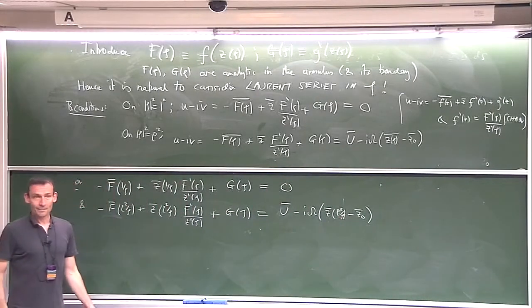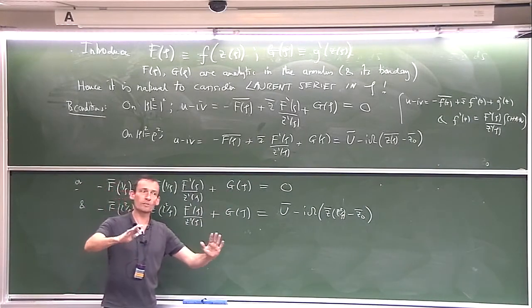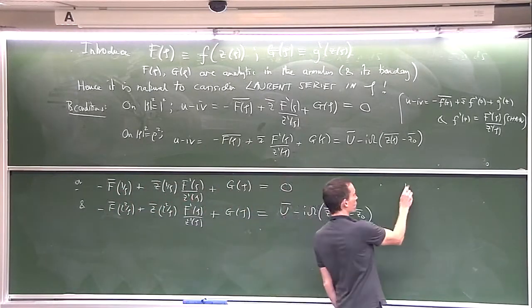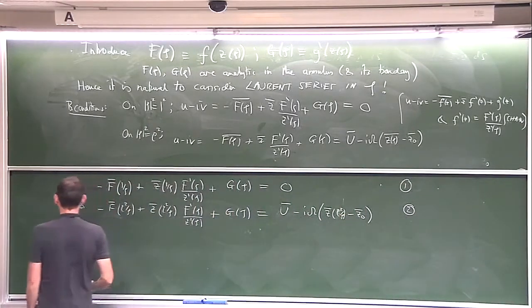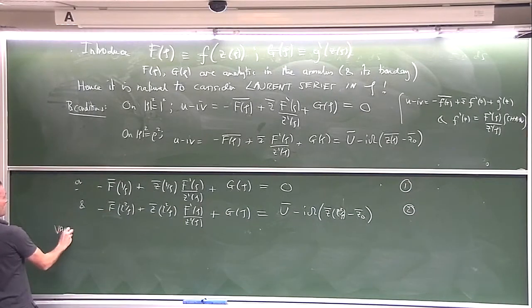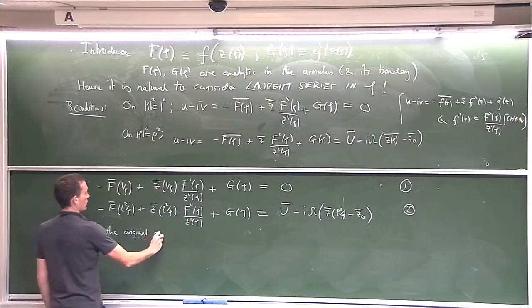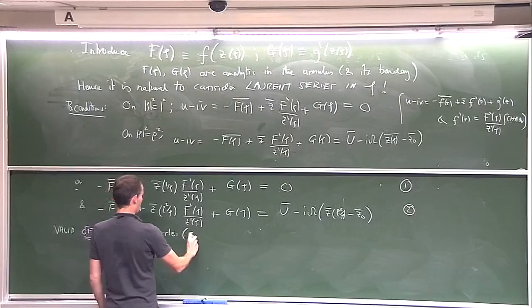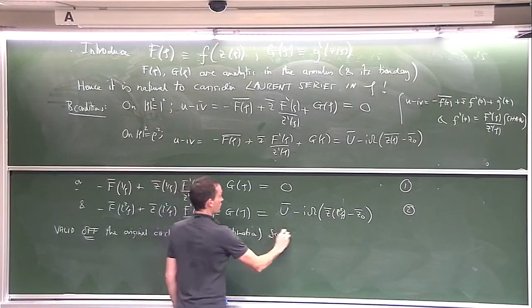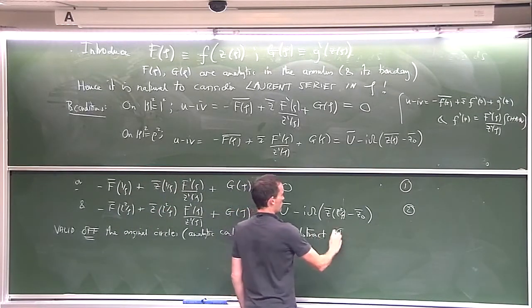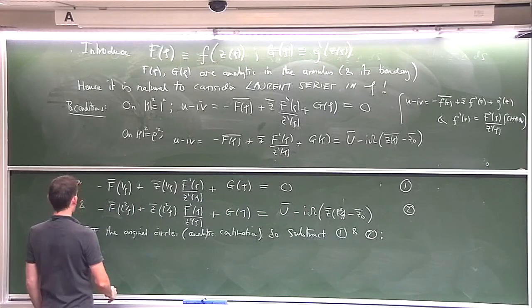Right? Isn't that amazing? So in particular, here's G sitting here in both equations, and they're both valid in common domains of validity, so I can subtract them to get rid of G. So by analytic continuation, these are valid off the original circles. There's an analytic continuation argument there. So subtract 1 and 2. Or let's subtract 2 from 1.